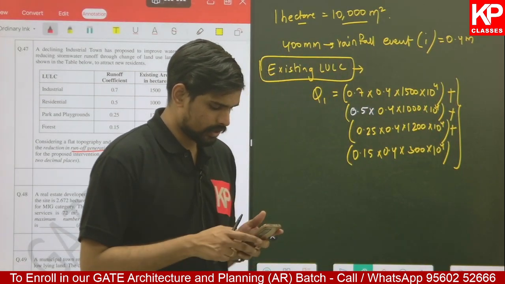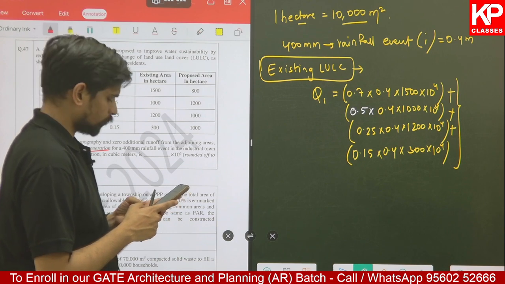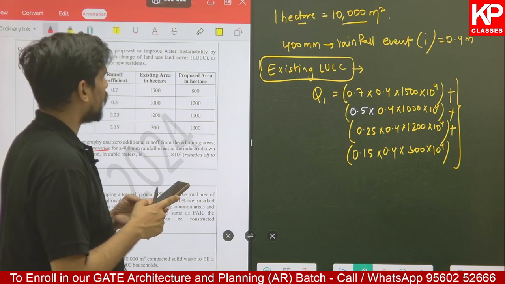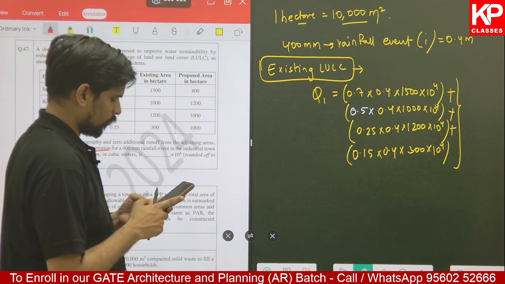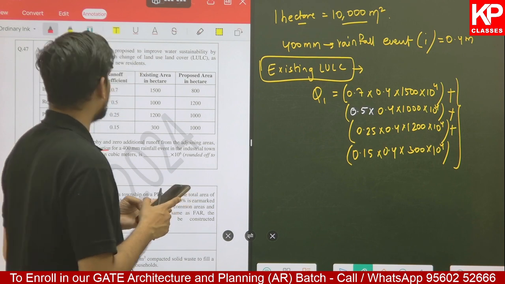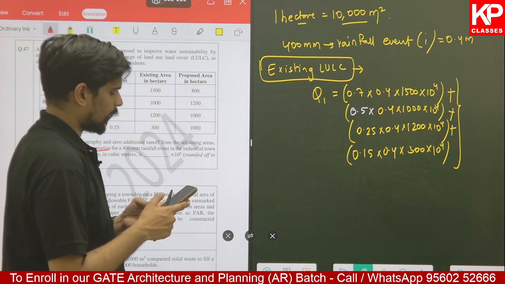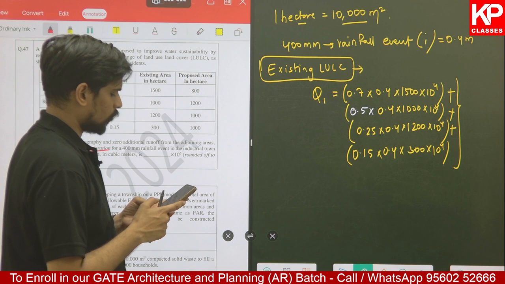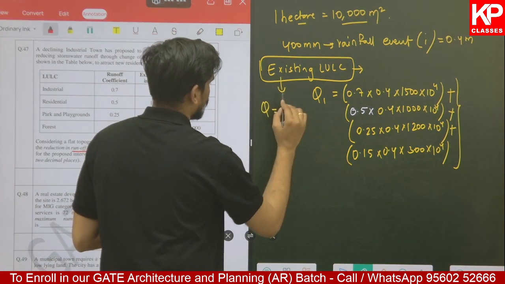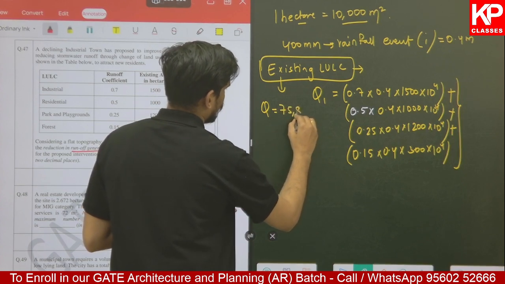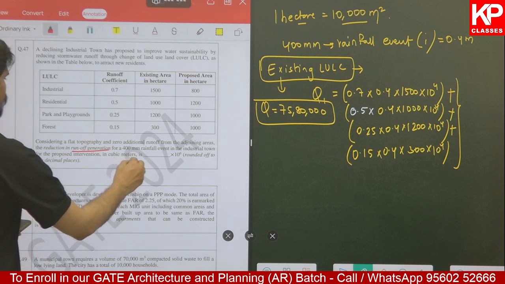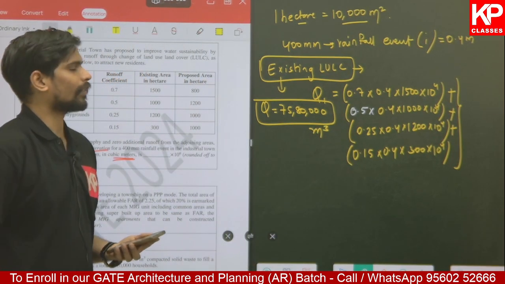You can use your calculators to do this calculation of 0.7 into 0.4 into 1500 into 10,000 plus 0.5 into 0.4 into 1000 into 10,000 plus 0.25 into 0.4 into 1200 into 10 to the power of 4 plus finally 0.15 into 0.4 into 300 into 10 to the power of 4. So I'm getting the existing LULC quantity of runoff coming out to be 75,80,000. This is the quantity of runoff in cubic meters. They are asking us the answer finally in cubic meters only. So this much is the cubic meter quantity of runoff in the existing LULC.